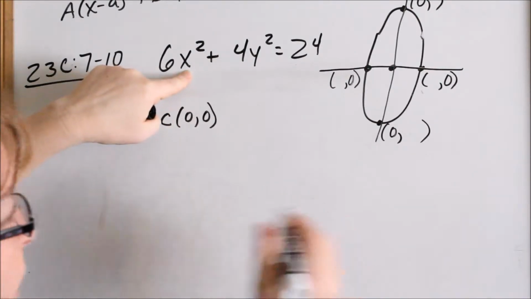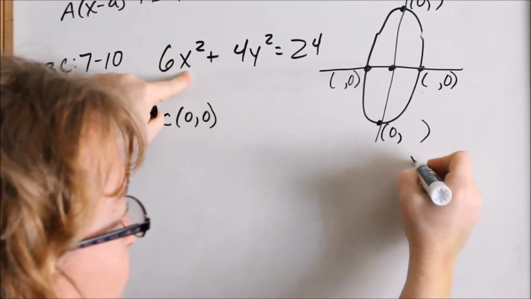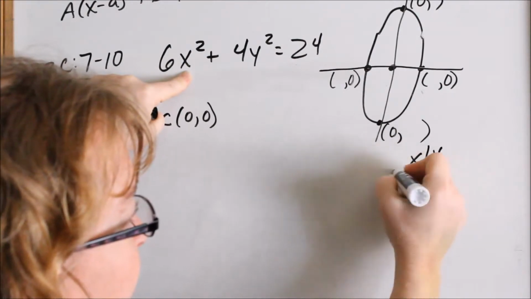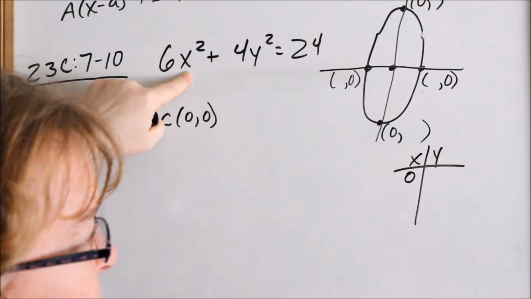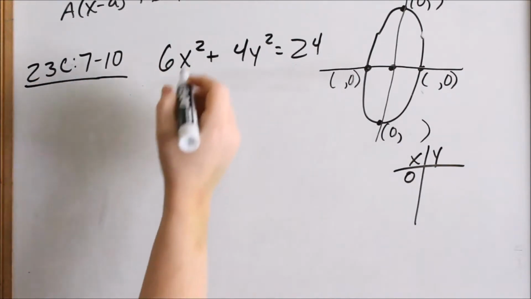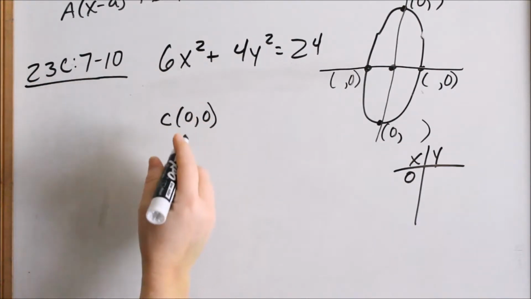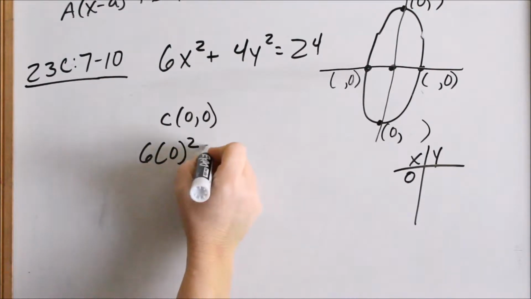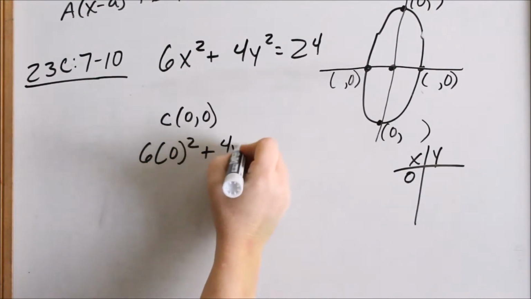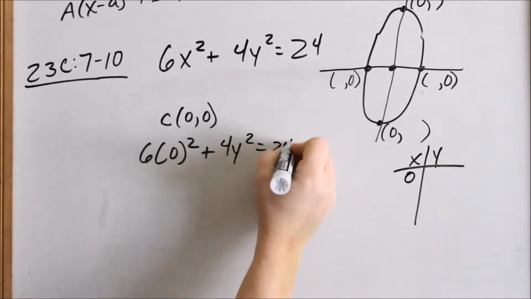So if I come over here and make a little chart so I can keep up with this. In order for that first term to go away, I need x to be 0. So basically if I'm putting in 0 for x, I want to know what is my y value when x is 0.